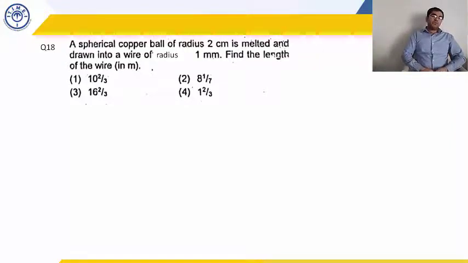We have done one question related to melting. So comes another question. This is question 18 from your handout. A spherical copper ball of radius 2 centimeters is melted and drawn into a wire of radius 1 millimeter. Find the length of the wire in meters. Please note the units. Copper ball has unit centimeters. Wire has radius in millimeters. Find length of wire in meters. Please pay attention to the units. Take 30 seconds.